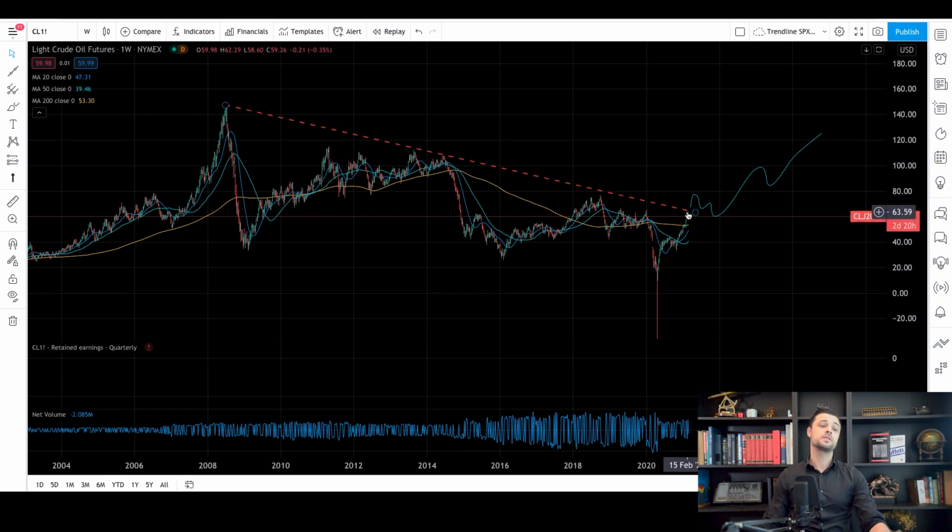So follow the oil and pay attention to the 62 level. We are expecting a breakout and a retest. And if you have this, it makes more sense.